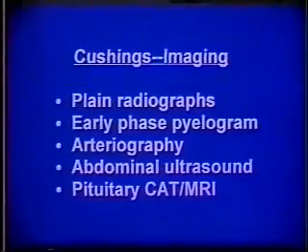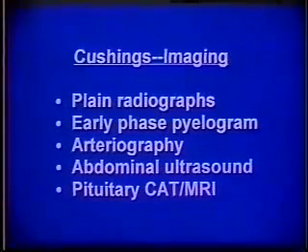The use of imaging is helpful for honing in on the etiology of Cushing's. Plain radiographs of the belly might show the distended belly and the hepatic enlargement. We might also see by chance a calcified adrenal gland tumor if it happens to be there. We could also use early phase pyelograms and arteriography to highlight that kidney adrenal area.